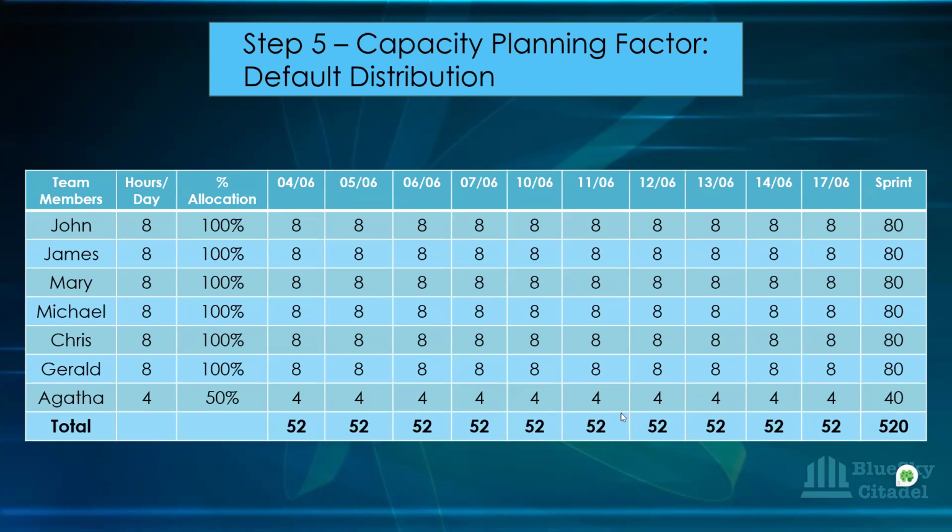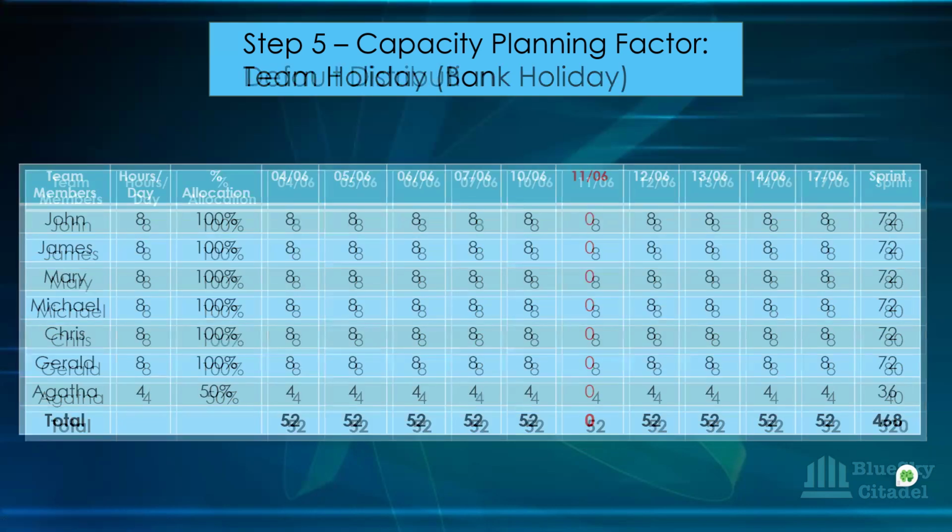And now this is the default distribution. This is the standard hours they've been employed, and this is the standard hours that Agatha has been allowed to work in this team. The default distribution total for the whole sprint for the 7 of them is 520. Now let's see what happens to that 520 as we go on, if we start picking 1 or 2 things.